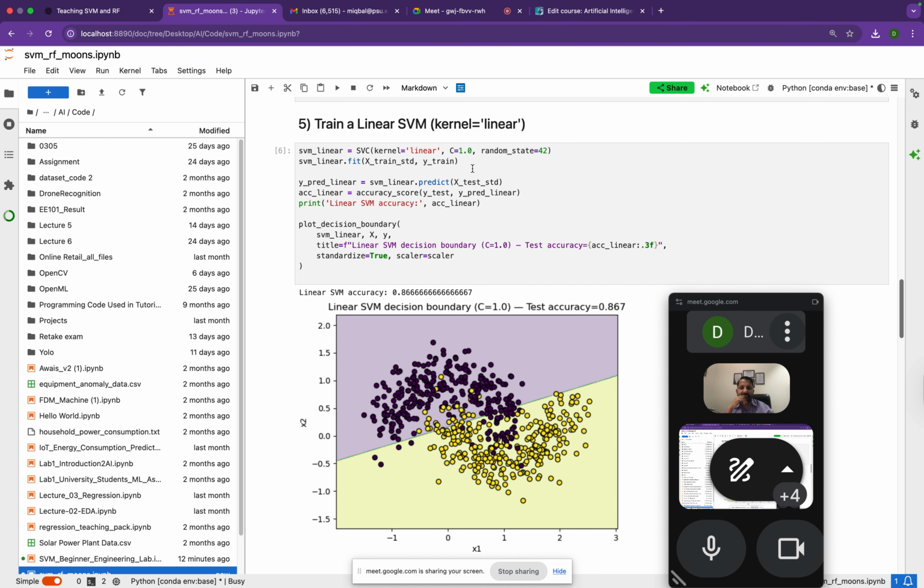It was 0.873 when C is 5. Yeah, 873, right? And now it is 0.867. So it is basically from 87 to 86. The accuracy sort of dropped because we brought the C back to the lower.